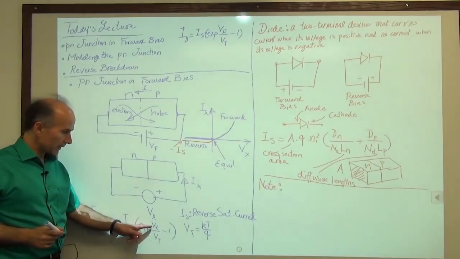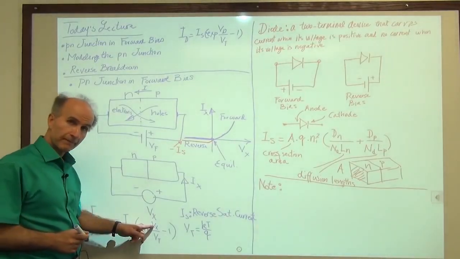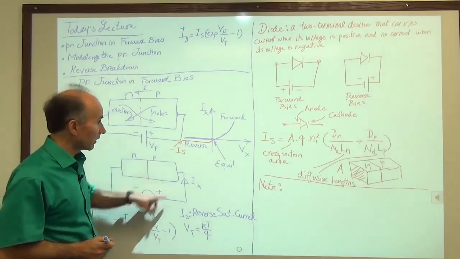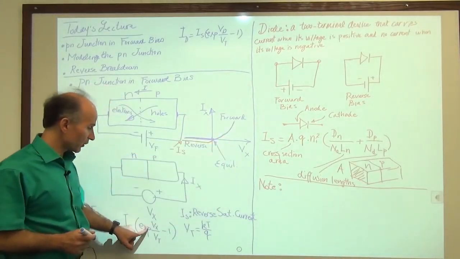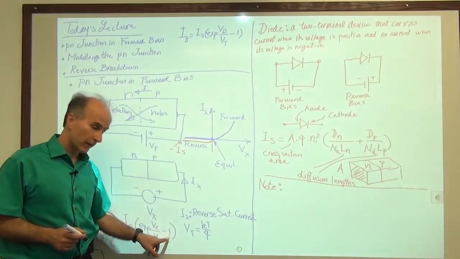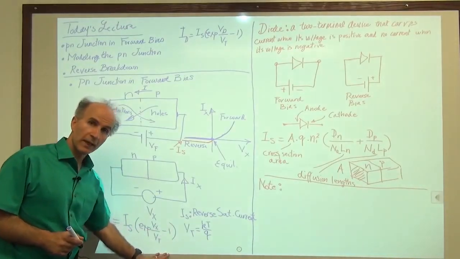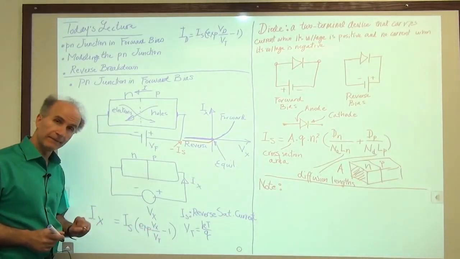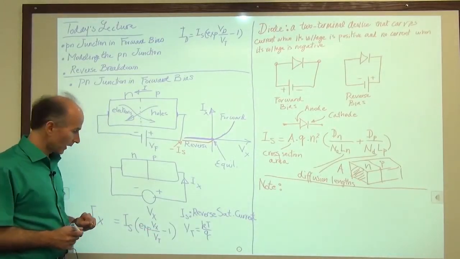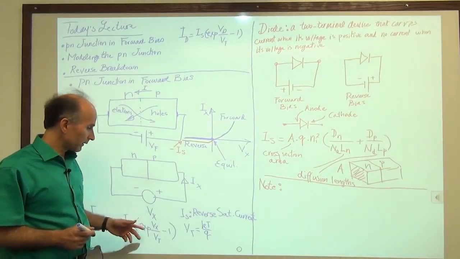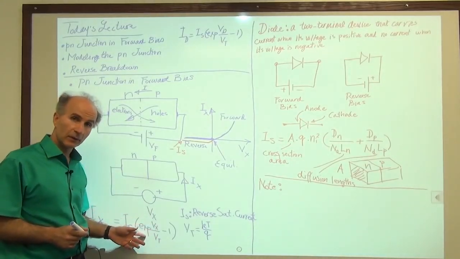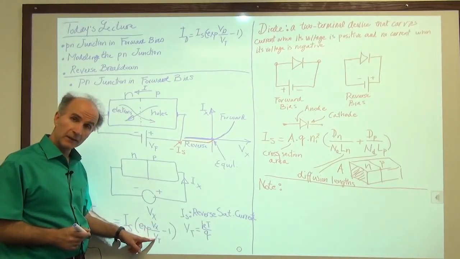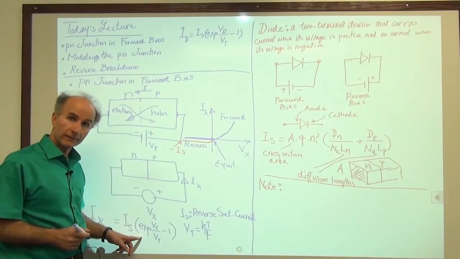All right, so what happens as Vx becomes more and more positive? Well, this exponential grows. If this exponential grows and becomes much greater than 1, then we can safely drop this 1 and write the current as Is times exp of Vx over Vt. All right, so under what condition is that approximation reasonable? Well, if Vx is about 4 times Vt, this exponential is large enough.